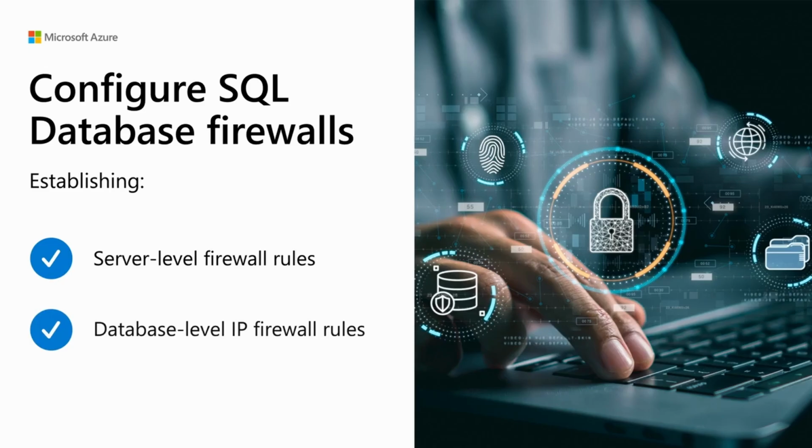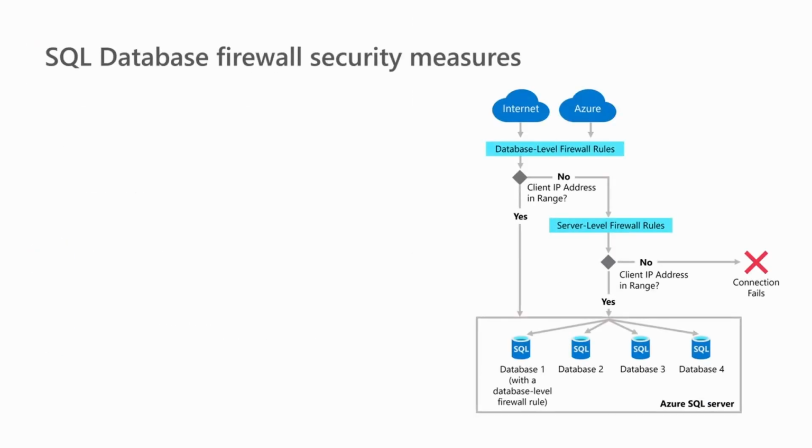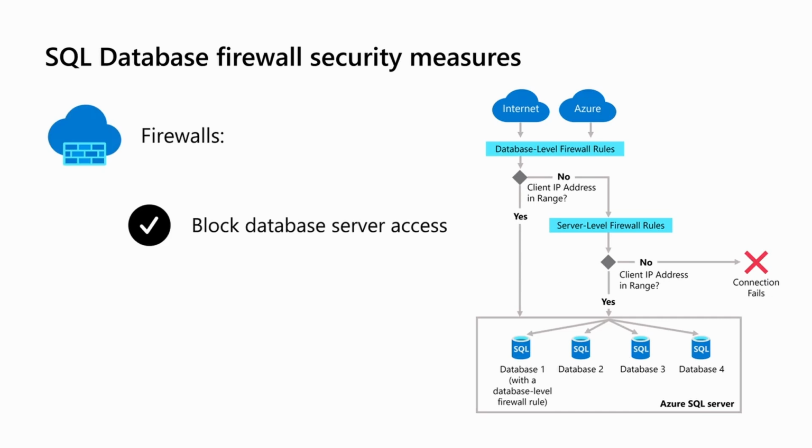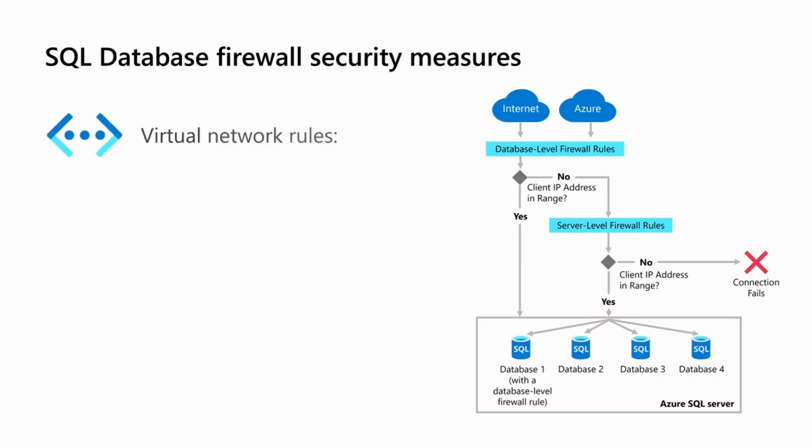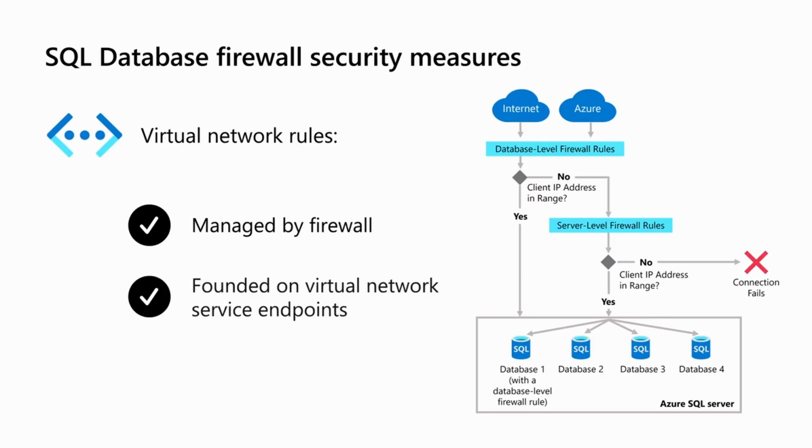Kicking off your database security measures begins with an SQL database firewall. Firewalls block access to your database server until you permit specific computers, ensuring data security. The firewall authorizes database access based on each request's originating IP address. Beyond IP rules, virtual network rules are also managed by the firewall. Virtual network rules are founded on virtual network service endpoints and may be a better choice than IP rules.